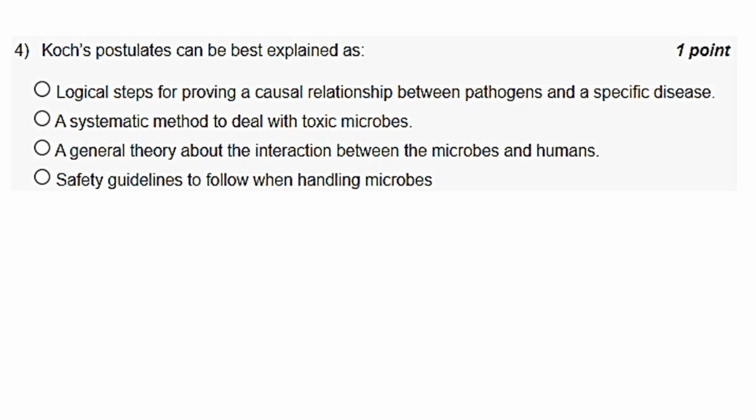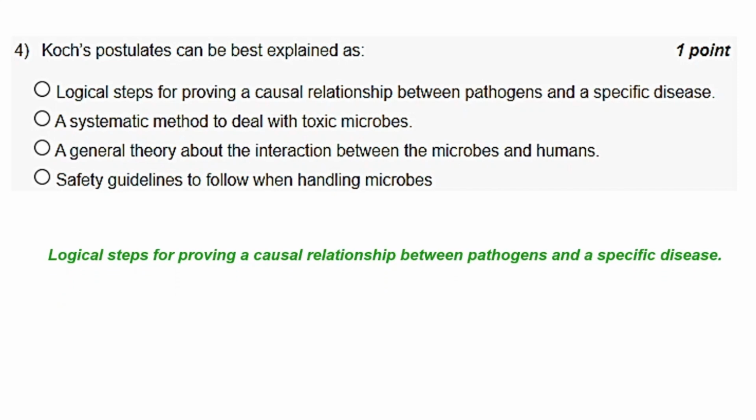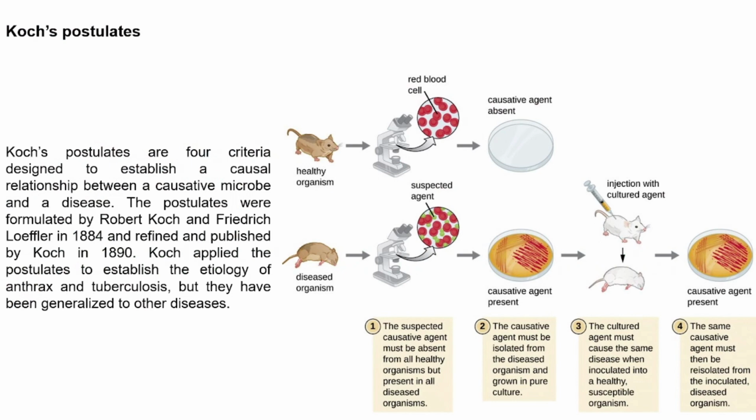I'll share why I think which one might be the right answer. So the right answer is the logical steps for proving a causal relationship between pathogens and a specific disease. That is the first option. Before that, we can talk a little bit about Koch's postulate and what it means. Koch's postulates were formulated by Robert Koch and Friedrich Loeffler.